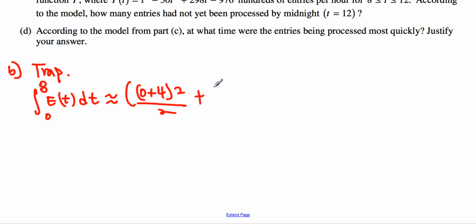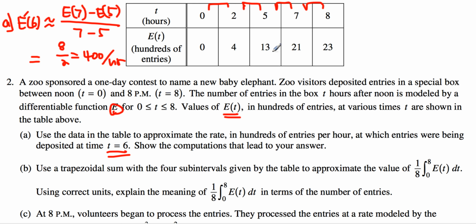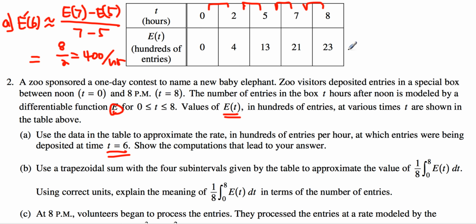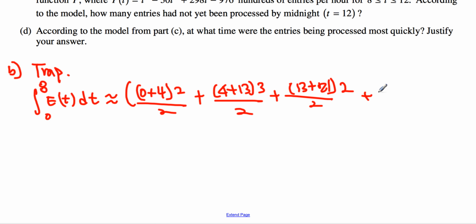So here we get 4 plus 13 times 3, which was the height, divided by 2. And then the third one is 13 and 21, 21 over 2 times 2. 2 was the width between them. The last one is 1 here, so 21 plus 23 times 1 divided by 2. So that's basically what we end up getting.